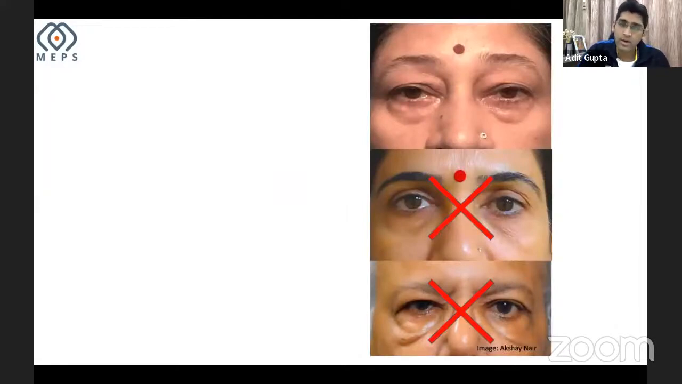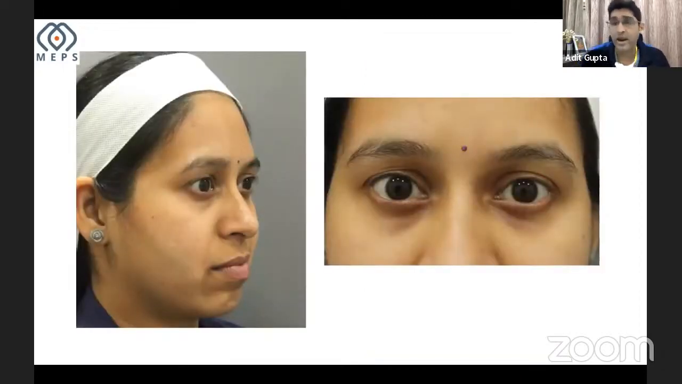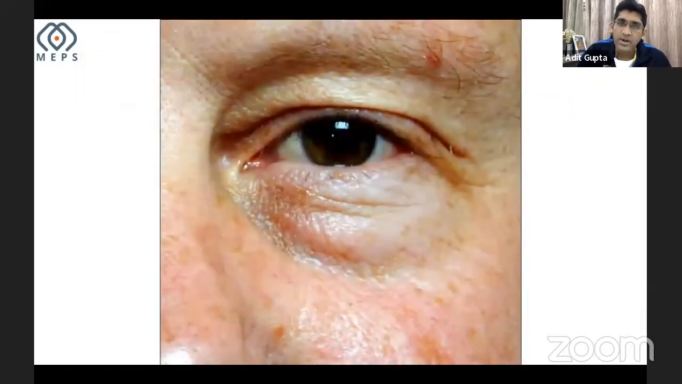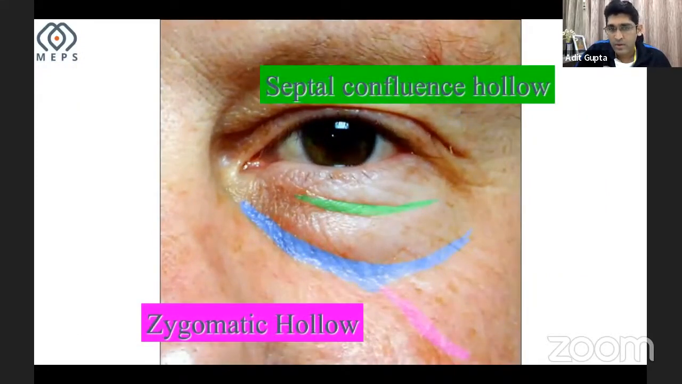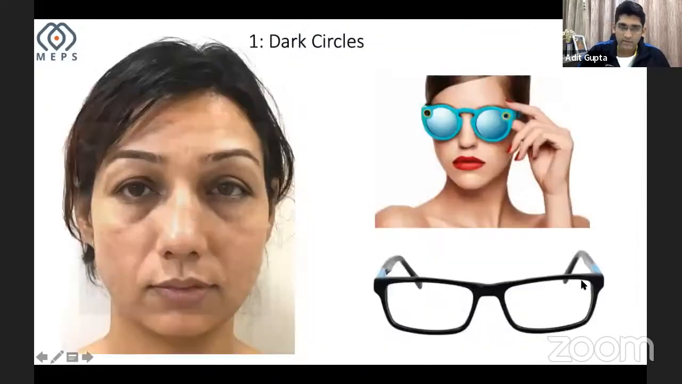You need to screen out fluid retention in patients, because these are strictly no-nos for filler injection. Fillers are hydrophilic, so they attract a lot of water and cause more fluid retention. On the other hand, a young patient with good skin quality, a little bit of tear trough hollow, is the ideal patient for a tear trough filler, as seen in this picture. You need to know your anatomy very well. There's the orbital rim hollow, the septal confluence hollow, and the zygomatic hollow. Usually the tear trough defect is at the orbital rim hollow, and this is the defect most commonly filled during a tear trough filler injection.